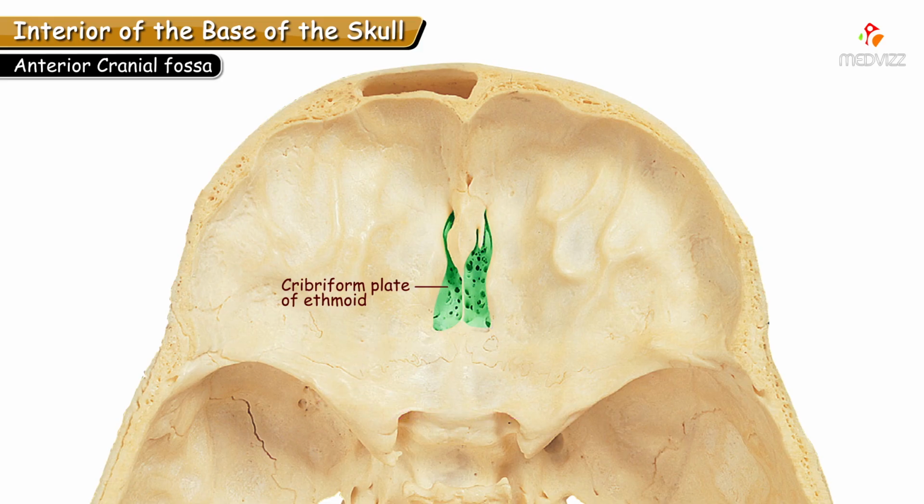Posterior to the cribriform plate, we can see a smooth bony surface where the ethmoid articulates with the sphenoid, which is called the jugum sphenoidale. This smooth jugum sphenoidale is limited posteriorly by a faint sulcus called the sulcus chiasmatis.